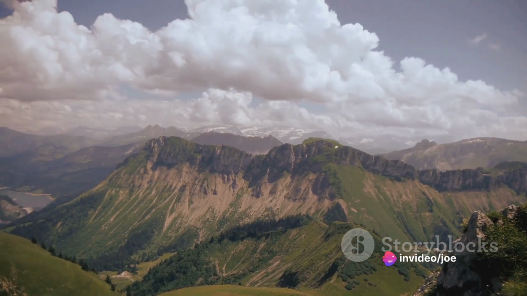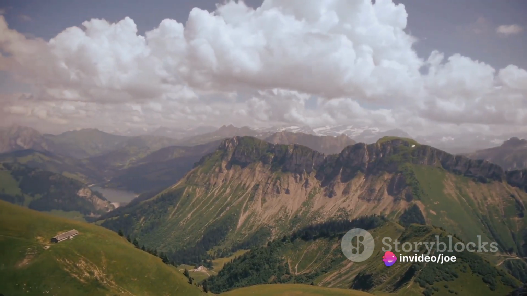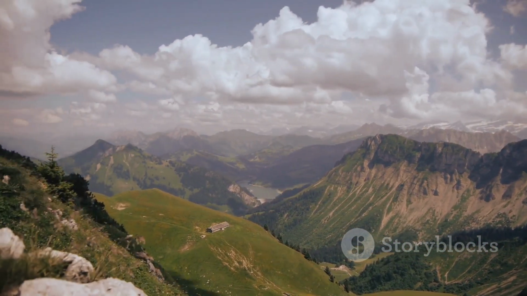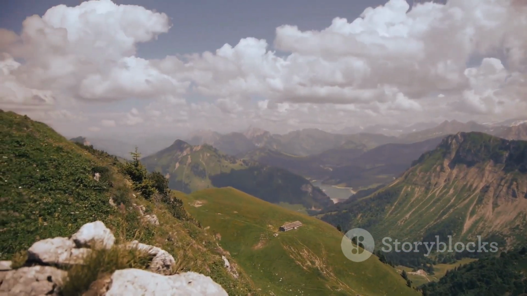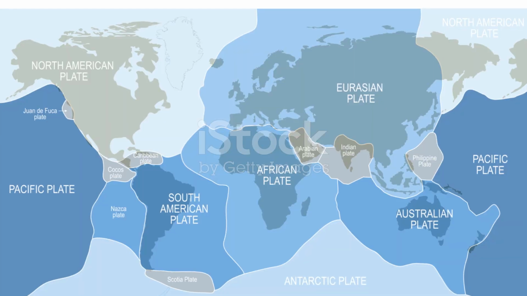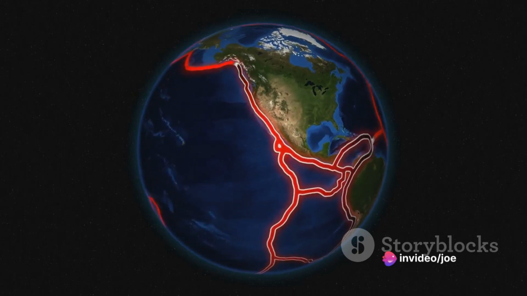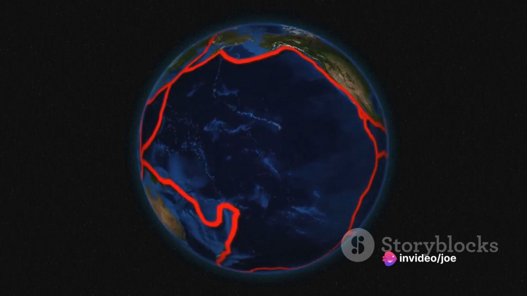Begin with the Earth's crust, the outermost shell of our planet. The crust is not a single, unbroken layer, but rather it's made up of several immense pieces known as tectonic plates. These plates, some as large as continents, float on the semi-fluid layer of the Earth's mantle beneath them.